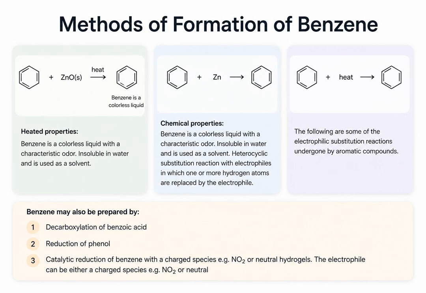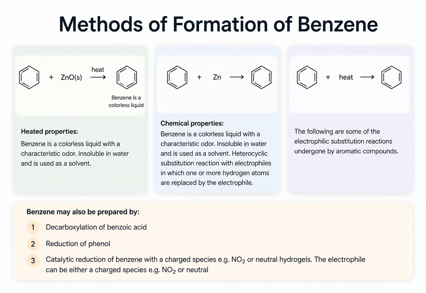Benzene can be formed through several important synthetic routes. One method involves heating benzene with zinc oxide as a solid reactant. Another uses zinc metal directly. A third relies on thermal decomposition. Beyond these, benzene is also prepared through decarboxylation of benzoic acid, removing the carboxyl group, or by reduction of phenol. Additionally, catalytic reduction using various hydrogels or charged species like nitronium ions can generate benzene. Each method exploits different chemical properties and reaction conditions, making them useful in different synthetic contexts depending on starting materials and desired conditions.